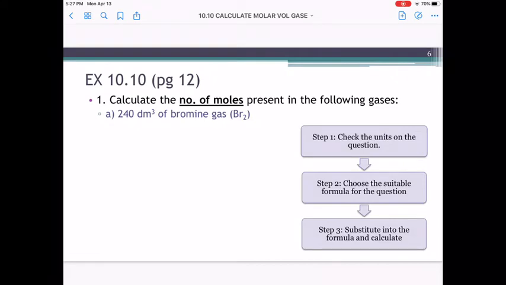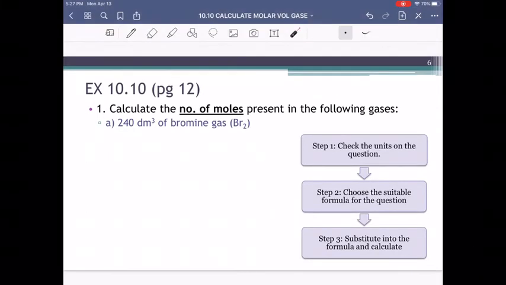Alright, on your question here, exercise 10.10. Number 1, calculate the number of moles present in the following gases. So you have here 240 dm³ of bromine gas, Br2.